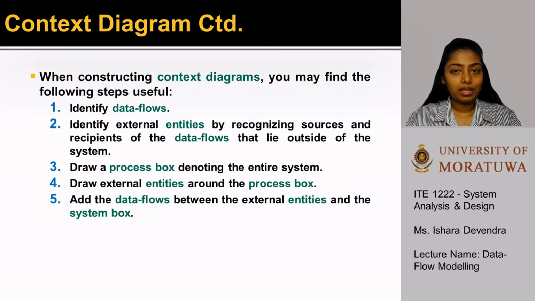When constructing context diagrams, you may find the following steps useful. The first one is identify data flows. Then identify external entities by recognizing sources and recipients of the data flows that lie outside of the system. Then draw a process box denoting the entire system. Draw external entities around the process box. And finally, add the data flows between the external entities and the system box. This is how we can create a context diagram.